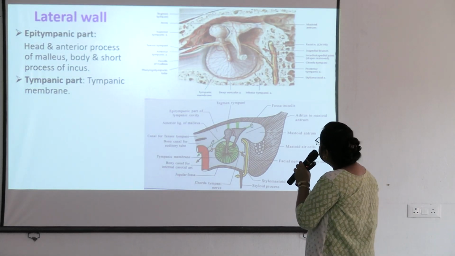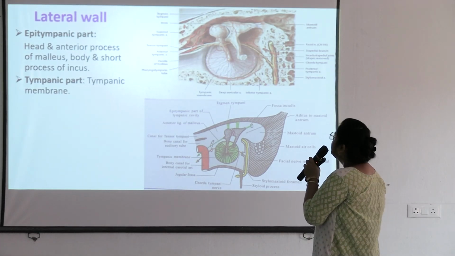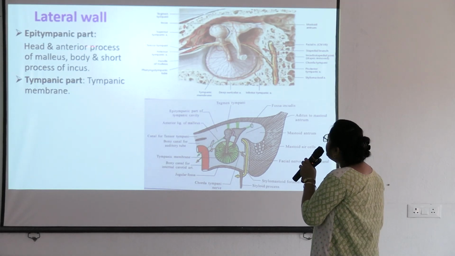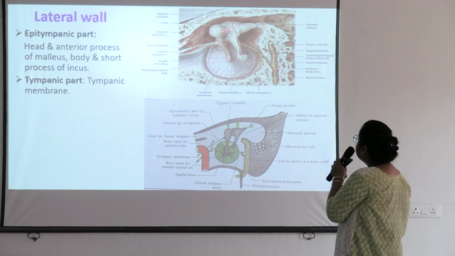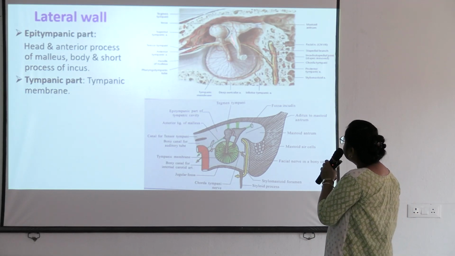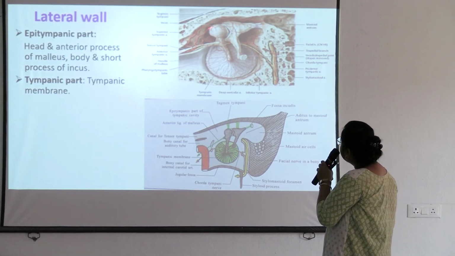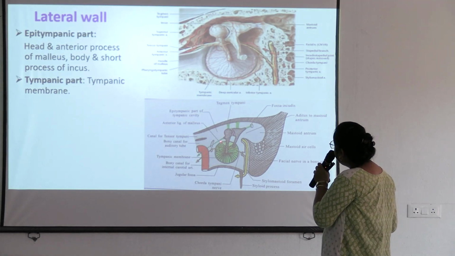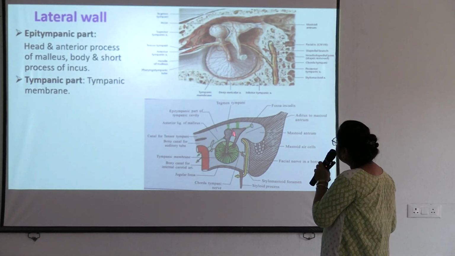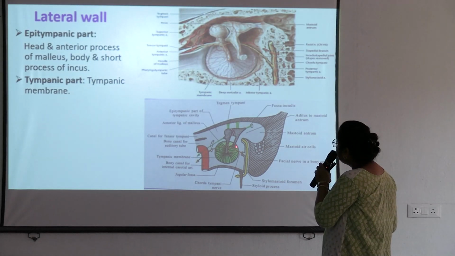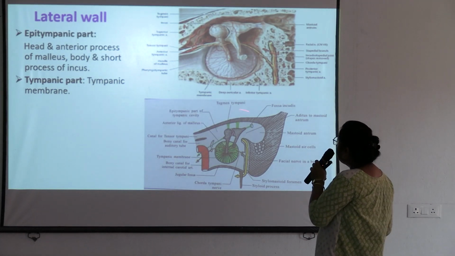Lateral wall, it is divided into two parts, epitympanic part and tympanic part. Epitympanic part is formed by the head and anterior process of the malleus, body and short process of the incus. See here the bones, this is malleus, this is incus. Here you can see this is malleus, this is incus. So this rounded portion is the head and here is the anterior process, head and anterior process of the malleus and body and short process of the incus. And here attached is the stapes. Stapes is removed here. So these two parts are forming the epitympanic part.